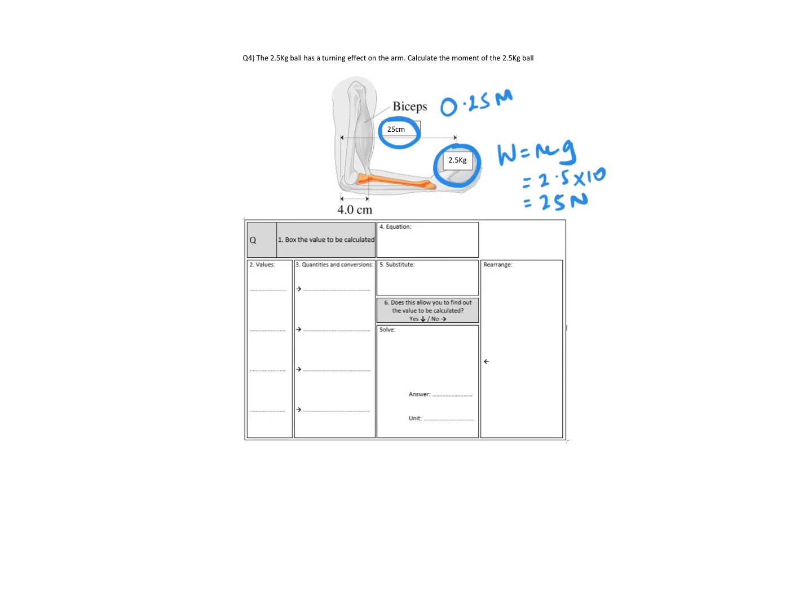We can now put the values in. So the force, or the weight, we said was 25 newtons. The distance away from the pivot is now not 25 centimetres but 0.25 metres. Then we can put the equation, so moment equals force times perpendicular distance from the pivot, and then we can put the numbers in. So moment, and then rather than F we can write 25, rather than D 0.25, and then if we need to we can use a calculator to get to our answer, which then gives us an answer of 6.25 Newton metres.